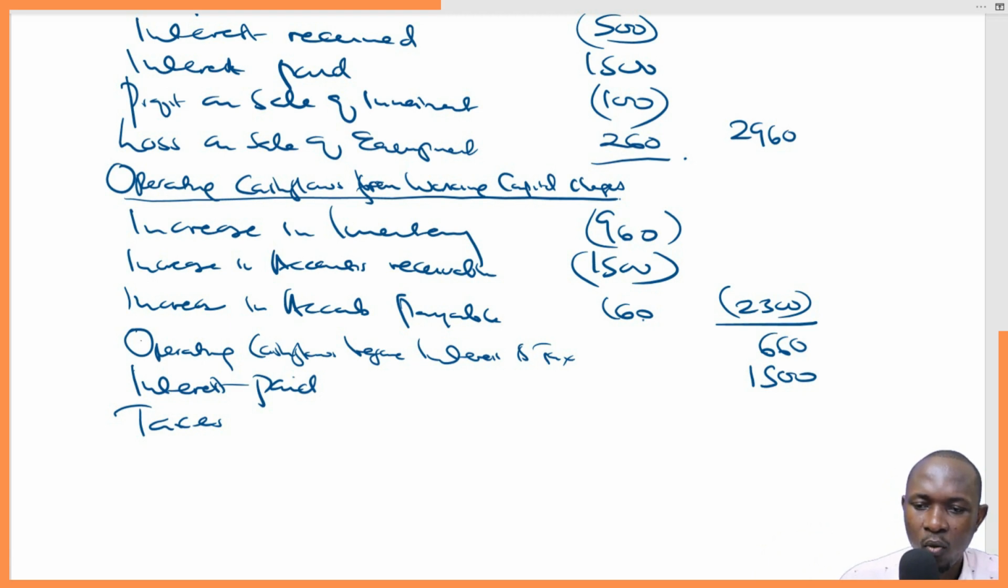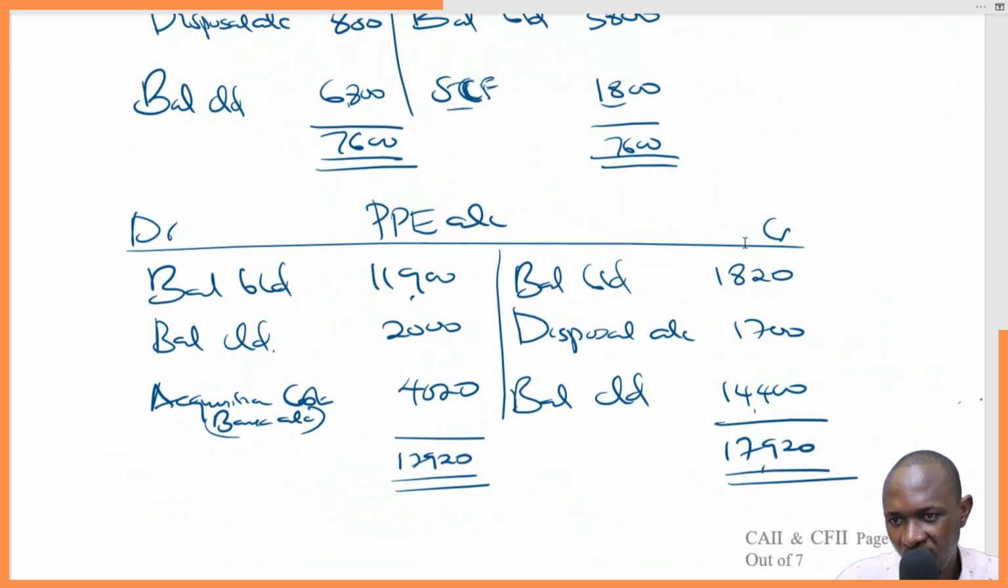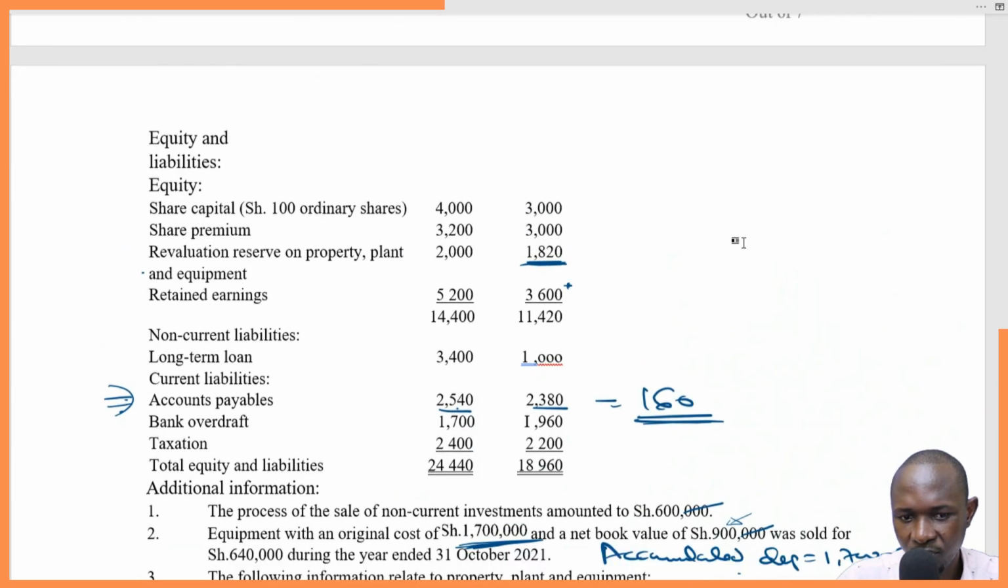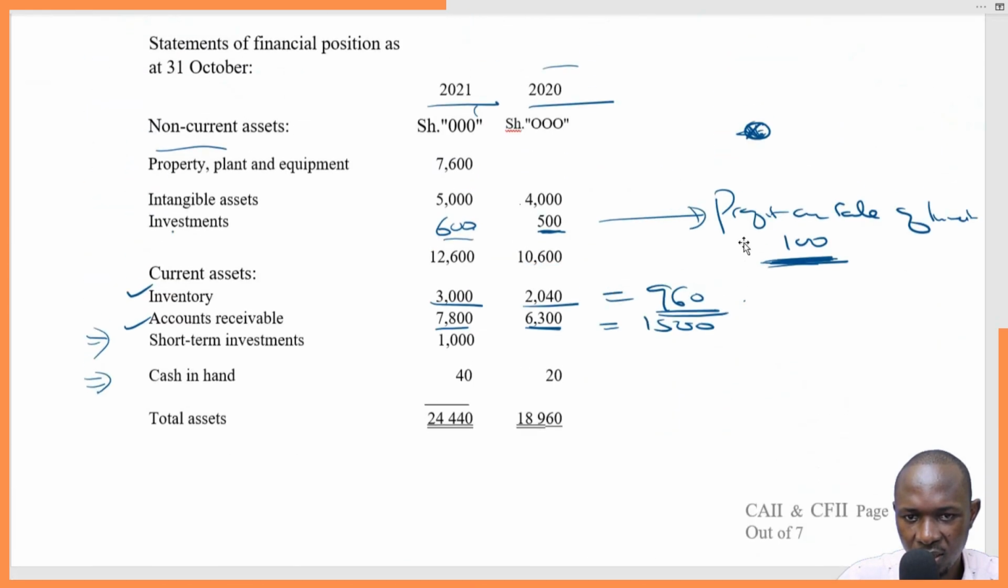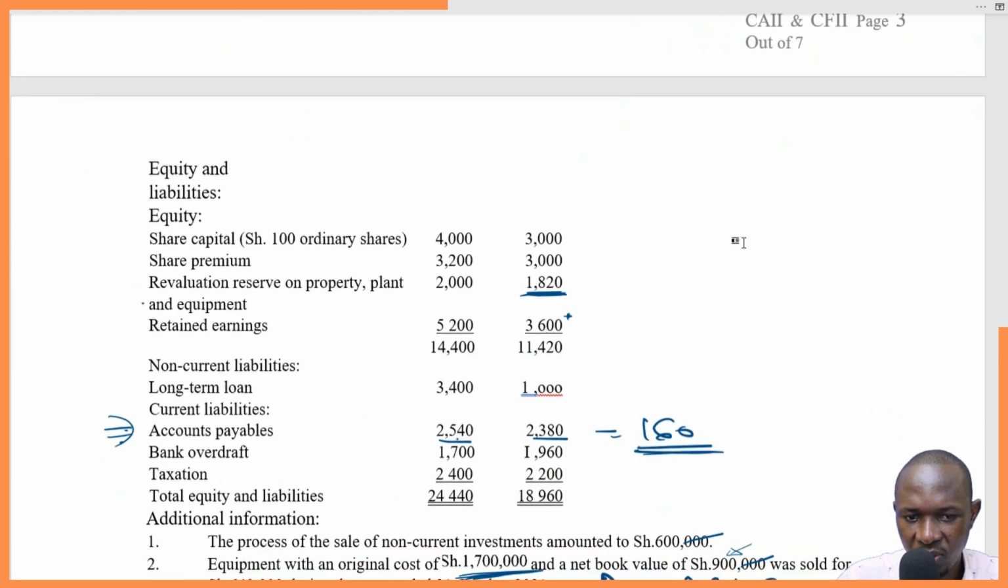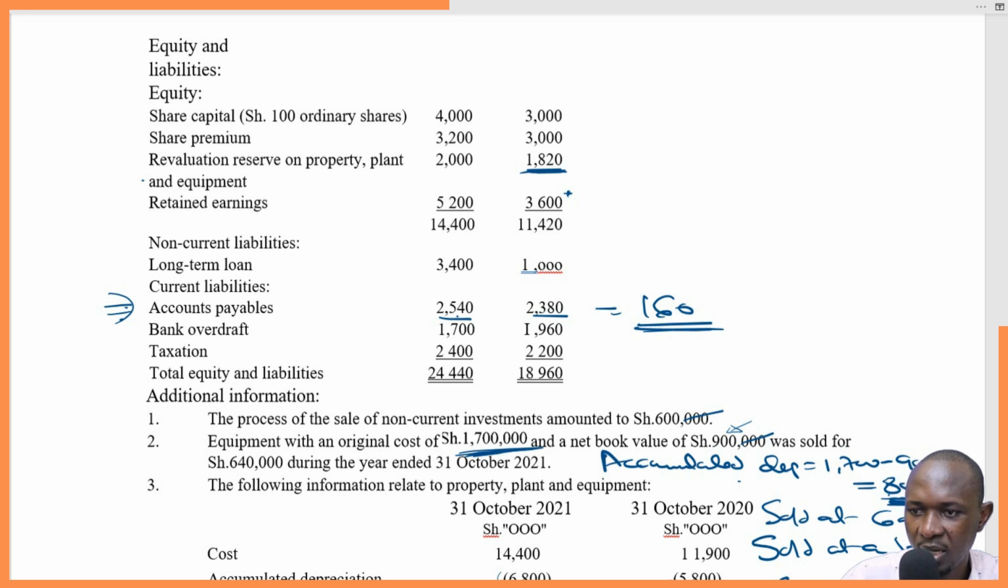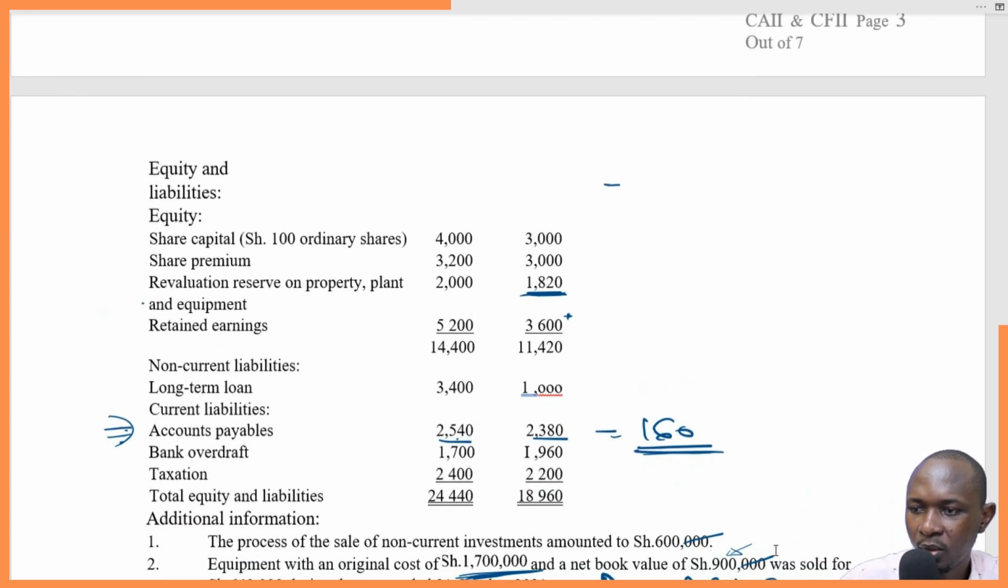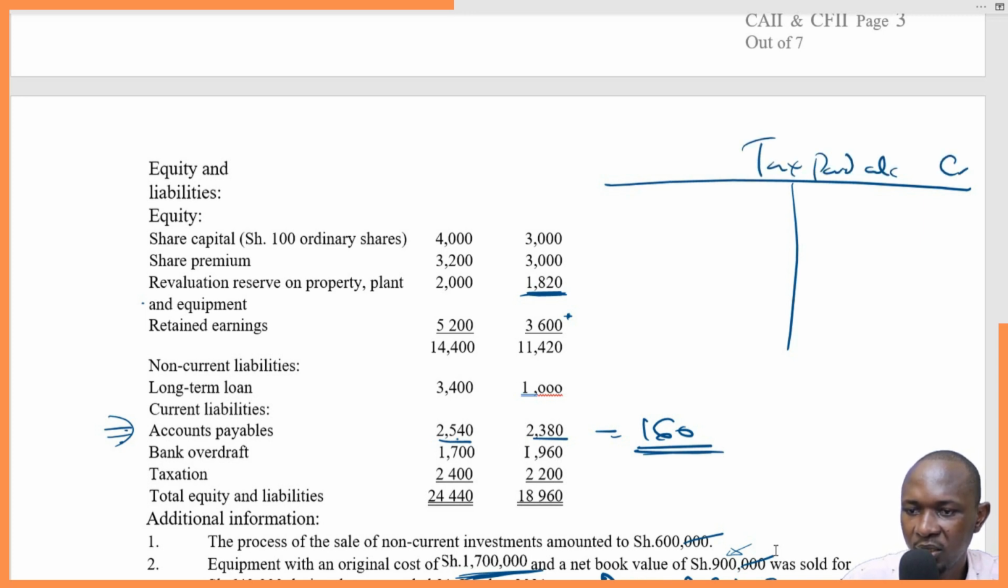So taxes, there's always a way to compute taxes. Tax paid. Let's just work it out here. Tax paid, we've not worked that one out, but we'll work it here. Open a tax paid account, credit, debit. So it will be on the credit side. Balance brought down, how much? 2,200. And then this one at the end of the year will have balance carried down 2,400.